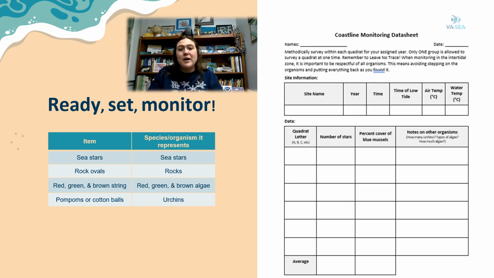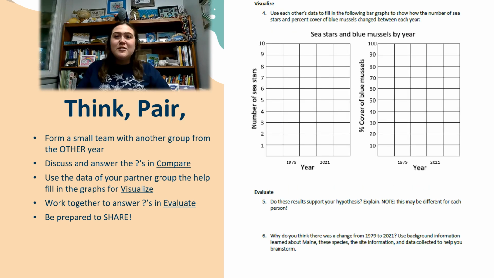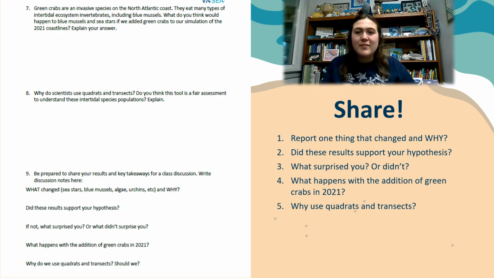Their data sheet will have spots for the number of stars, percent cover, and notes where they can record the abundance of other species. Once monitoring has completed, a small group from 1 year should then pair up with a group from the other year and follow along with the Think, Pair, Share handout to investigate what is different between the years. Students will continue to work on the handout by graphing their data and then work together to fill out the evaluation question. On the handout, they'll also be prompted to prepare to share out their findings and answer these questions to see what each group concluded. So these questions, and they're also on their sheet.